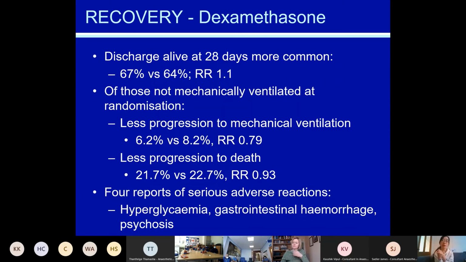In terms of adverse reactions, the downsides of giving dexamethasone, there were 4 reports in amongst 2,000 people of people having hyperglycemia, GI hemorrhage, and psychosis, and these are very well-known side effects of dexamethasone. Of course, these are the adverse reactions that were reported. I suspect there were probably many more episodes of people going on sliding scales and coffee ground vomit and brown stuff coming off NGs that weren't reported.